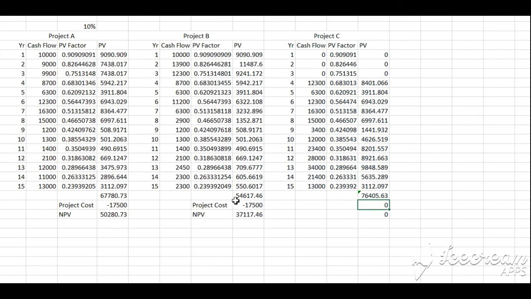So project cost I'm keeping the same. Minus 17,500, and how much is the money that we are getting.